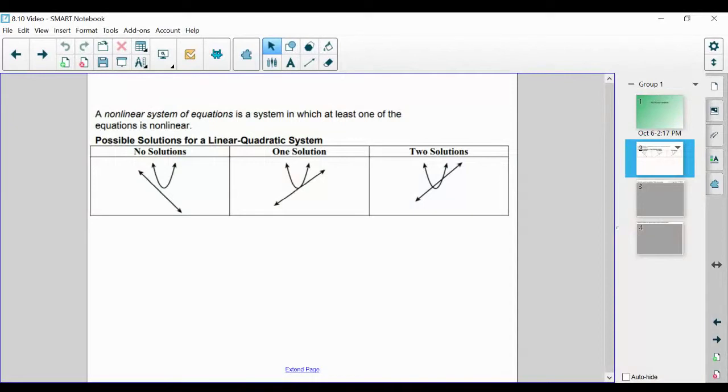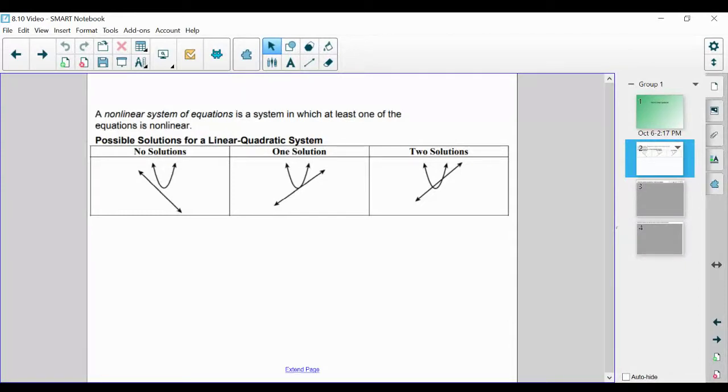So a nonlinear system of equations is a system in which at least one of the equations is nonlinear. And we're going to have three possible solutions for a linear quadratic system. That's when we have one linear equation and one quadratic equation within the system. Now, we could have the possibility where there are no solutions because our line and parabola are not going to intersect. Thinking back about solving systems of equations by graphing, we looked for the point of intersection.